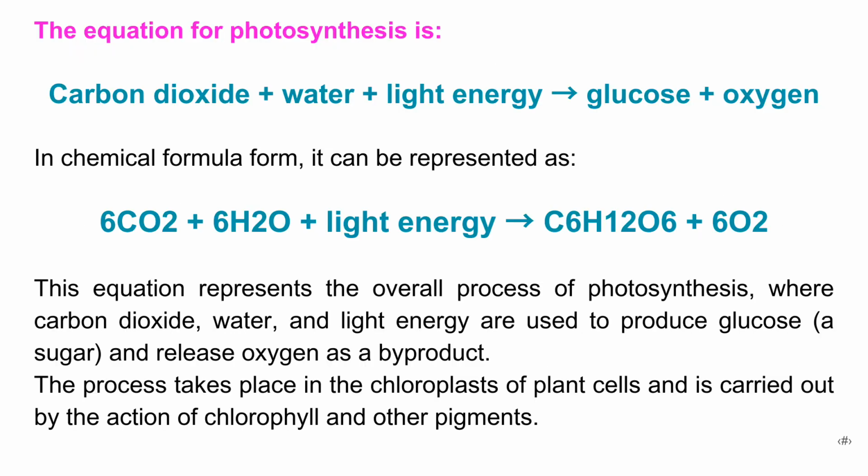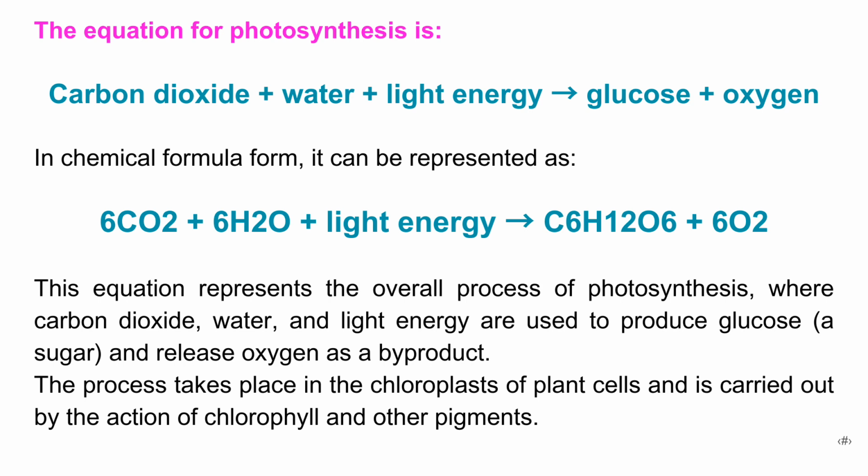The equation for photosynthesis is carbon dioxide plus water plus light energy, right pointing arrow, glucose plus oxygen. In chemical formula form, it can be represented as 6CO2 plus 6H2O plus light energy, right pointing arrow, C6H12O6 plus 6O2. This equation represents the overall process of photosynthesis, where carbon dioxide, water, and light energy are used to produce glucose, a sugar, and release oxygen as a byproduct.